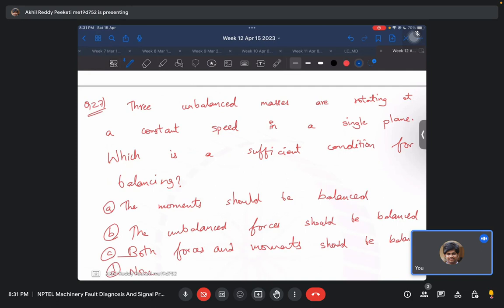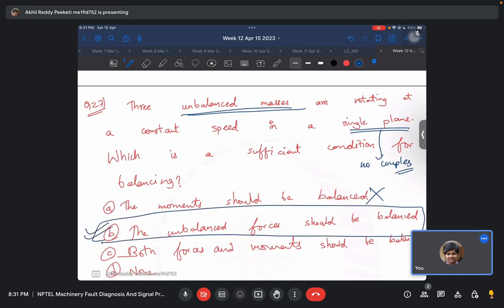So when you have three unbalanced masses rotating at a constant speed in a single plane, because it's a single plane, there are no couples or moments getting generated. So you only need to balance the forces, and that should be enough. Even if you are doing dynamic balancing, you balance out the forces in each individual plane. So you don't have to balance the moments. Okay. So only the forces should be balanced, and that is enough. Okay. Let's move to the next question.